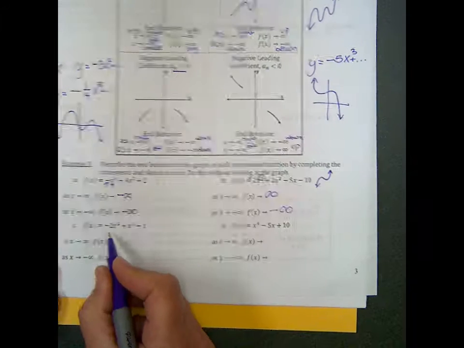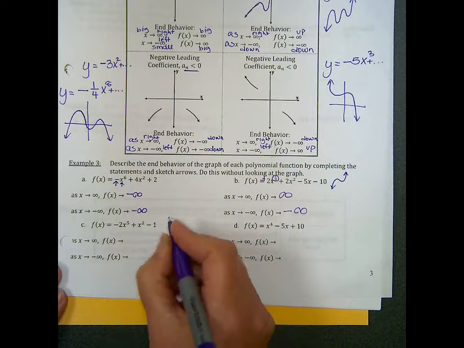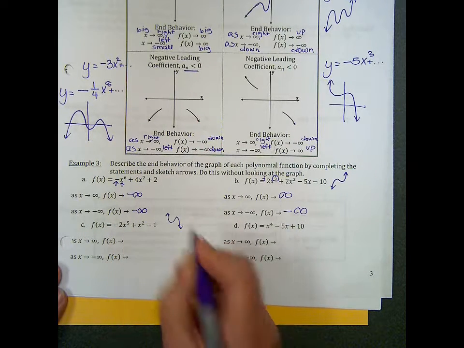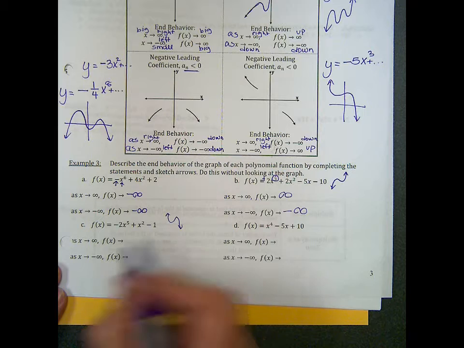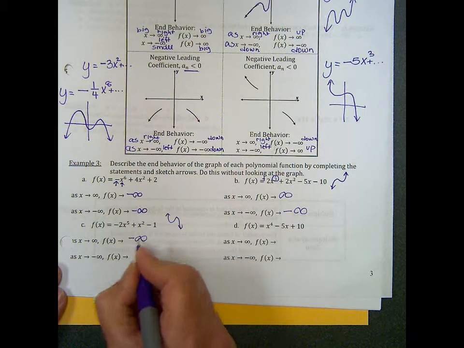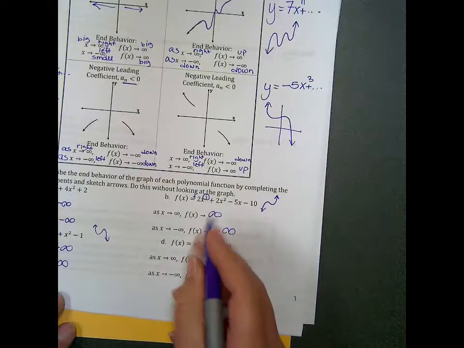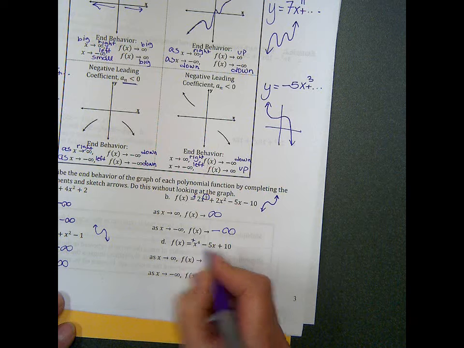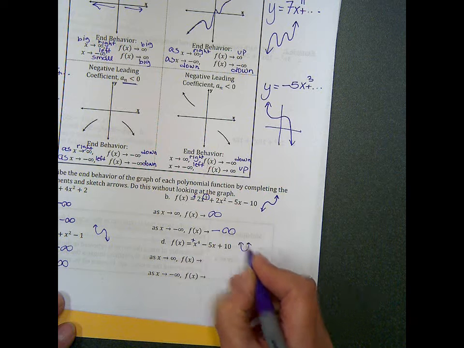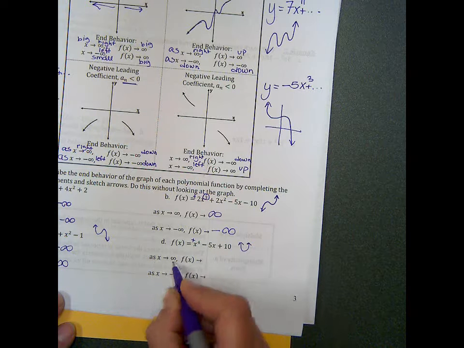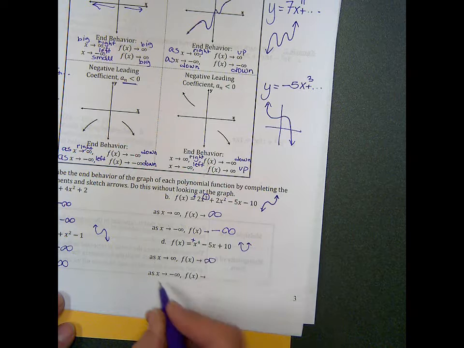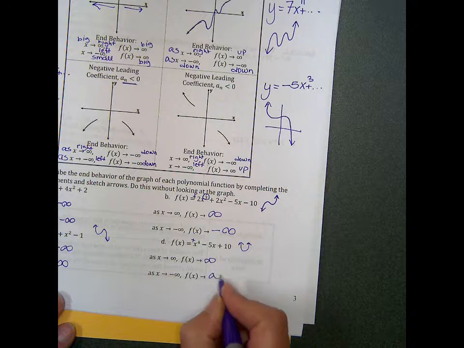Negative leading coefficient, odd, so that means starts up, ends down. As x goes up, y goes down, down to negative infinity. As x goes down, y goes up. And positive leading coefficient, even, means both ends go up. So as x goes up, or x goes right, y goes up. As x goes down, y also goes up.